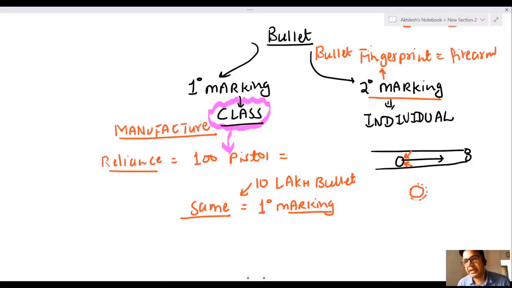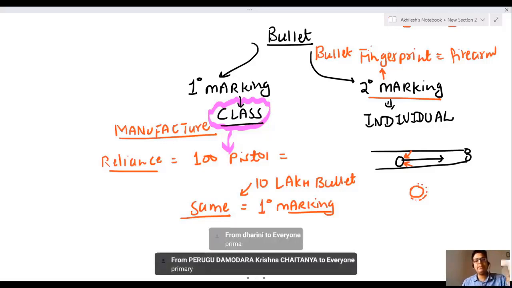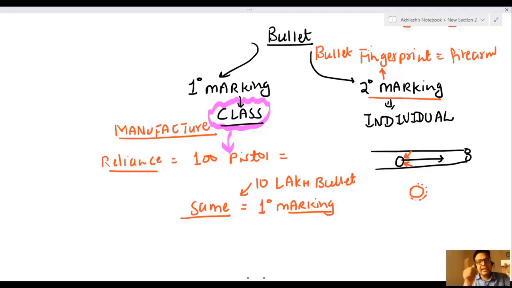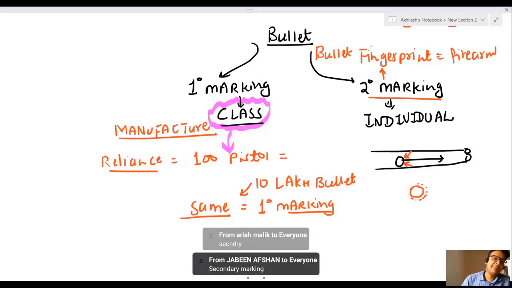Doctor, revise with me. Listen carefully, very, very carefully. Doctor, the manufacturing specification which is designed by a company decides the marking. What is the name of that marking, my dear friend? Primary or secondary? Primary. Okay, primary marking. But when the bullet is coming out through the firearm, that individual firearm produces a marking on the bullet. What is the name of that marking? Secondary marking.